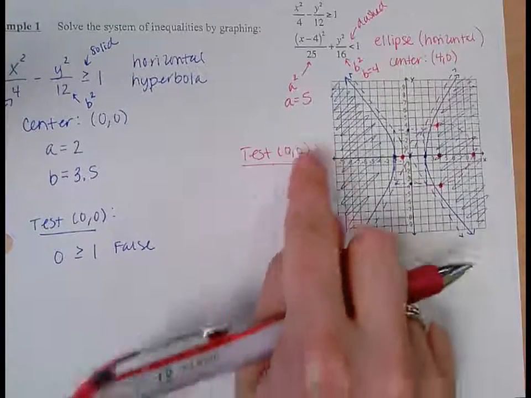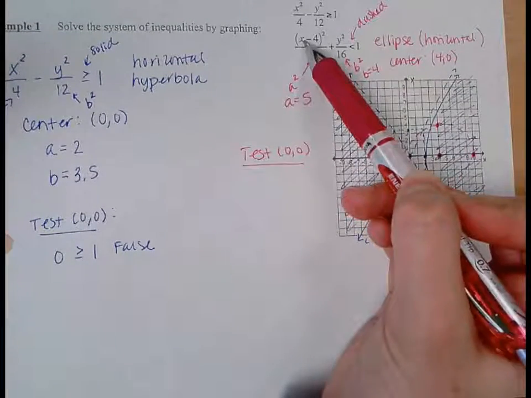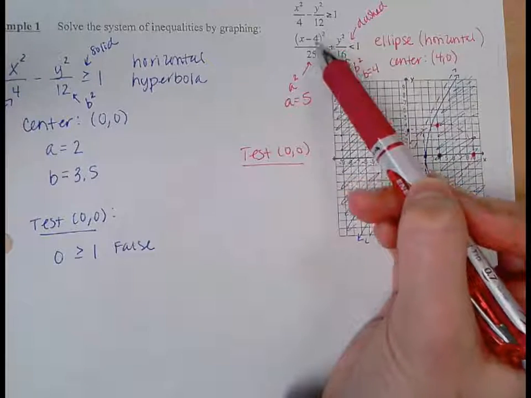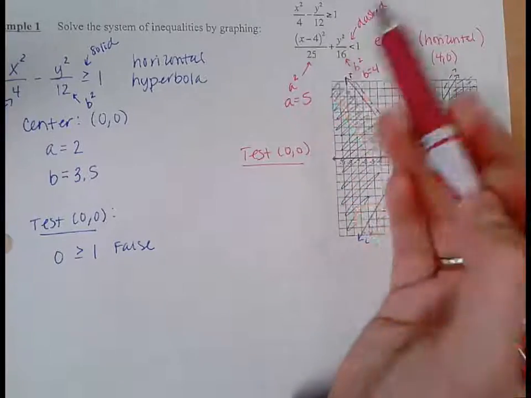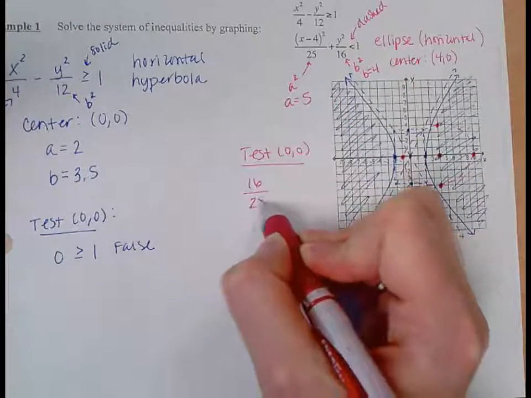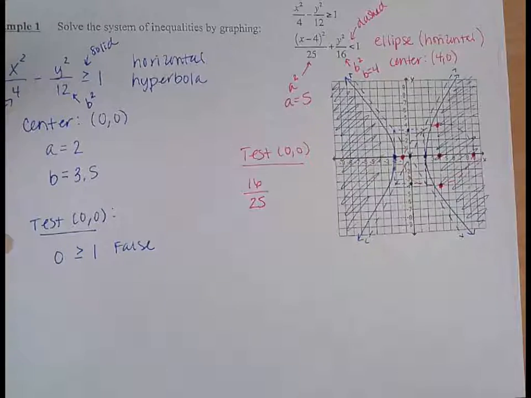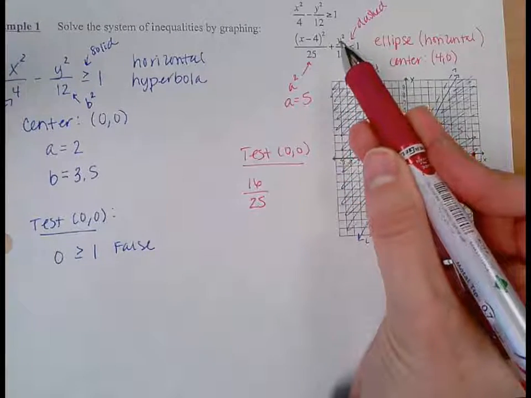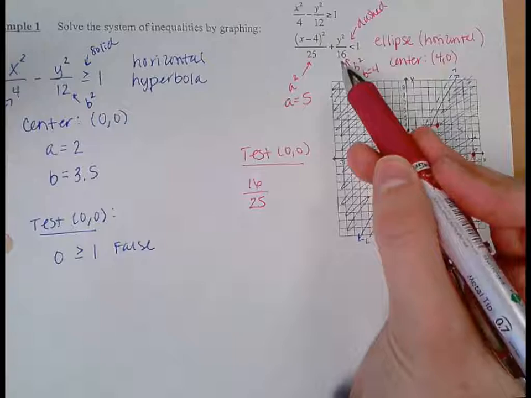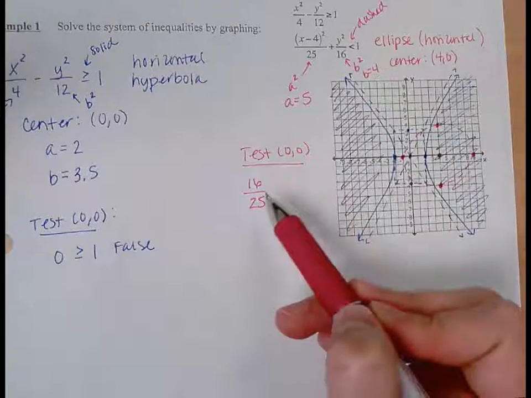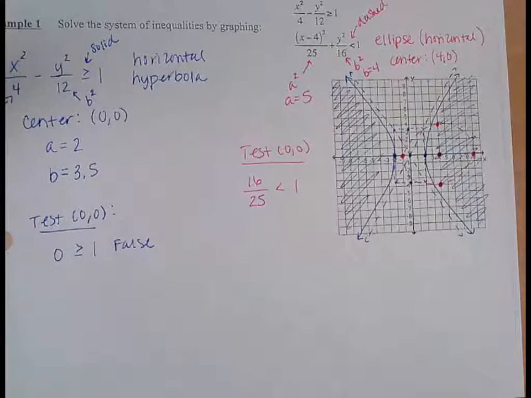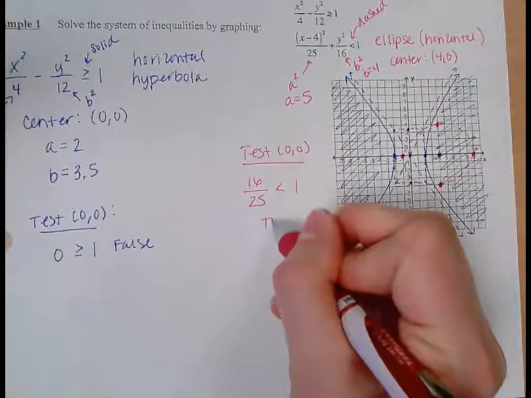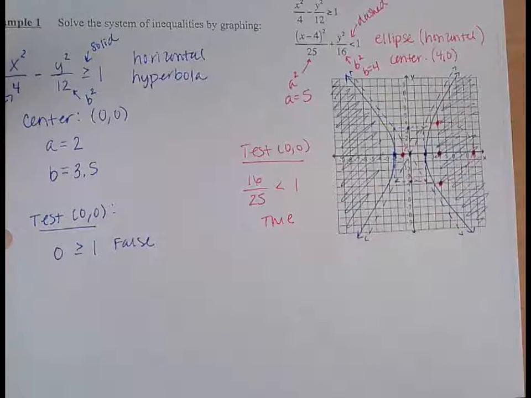So if I put 0 in for x, inside of that parentheses I would have -4. -4 squared is a positive 16, so this first term would be positive 16/25. You could get a decimal if that's helpful to you. When I put 0 in for the y, I would have 0 over 16, that's just 0. So on the left side I just have 16 over 25, and that is less than 1. Is that true or false? That's true. So therefore I want to shade where (0, 0) is, and that's inside of the ellipse.